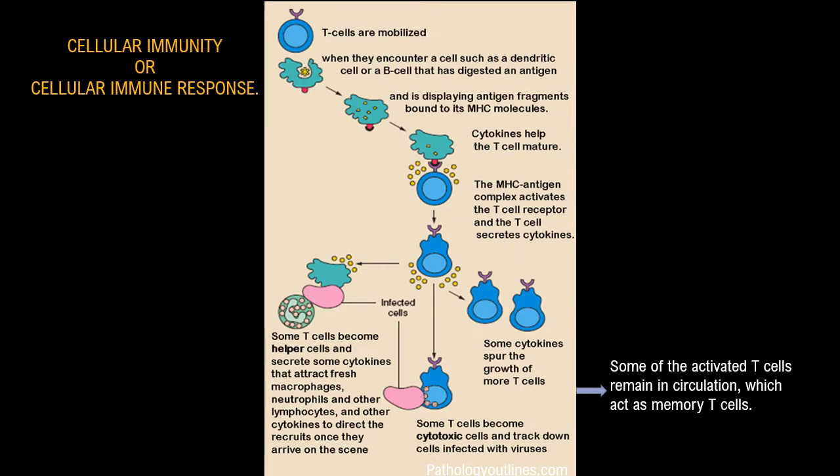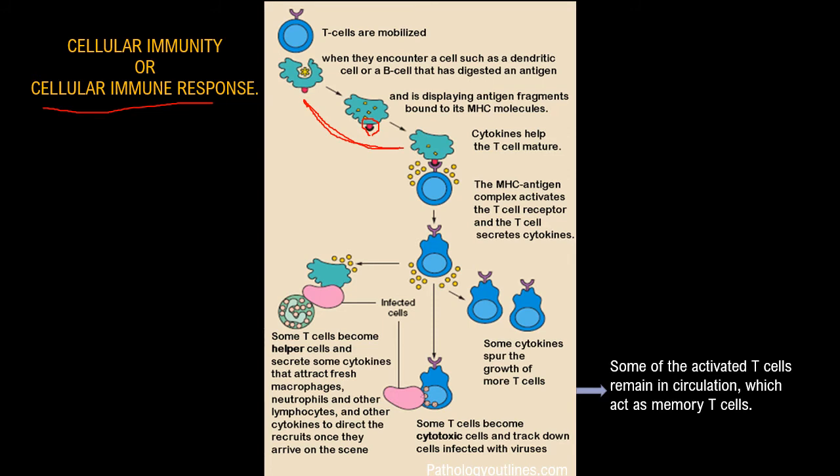But in the case of T cells, we call it cellular immune response. T cells are mobilized when they encounter a cell, such as a dendritic cell or B cell, that has digested an antigen and is displaying an antigen fragment bound to its MHC molecule. So this is either a dendritic cell or, say, a B cell which is already displaying an antigen with an MHC molecule. So what happens?